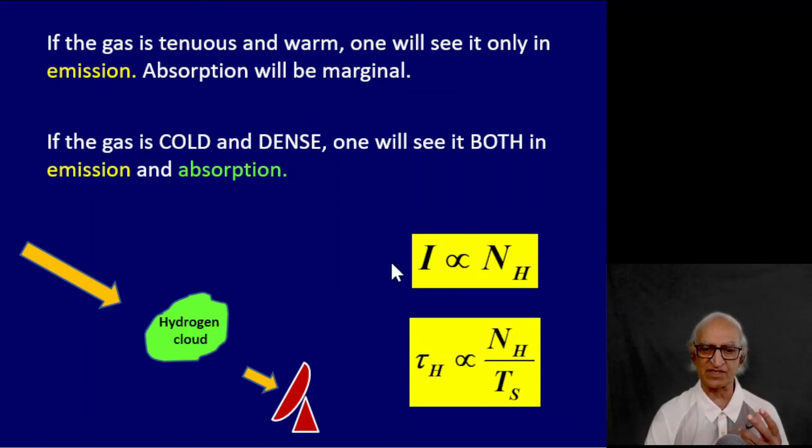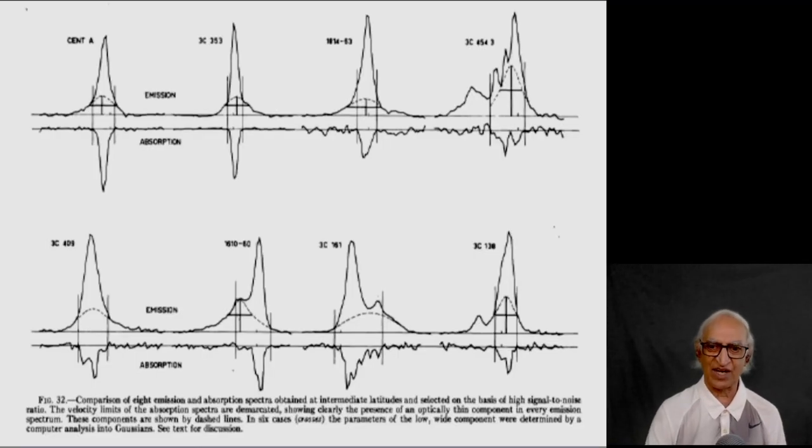So let me repeat once again. If the gas is tenuous and warm, you will see it only in emission. Absorption is unimportant. If the gas is cold and dense, you will see the gas both in emission as well as in absorption. So let's look at some beautiful observations over there.